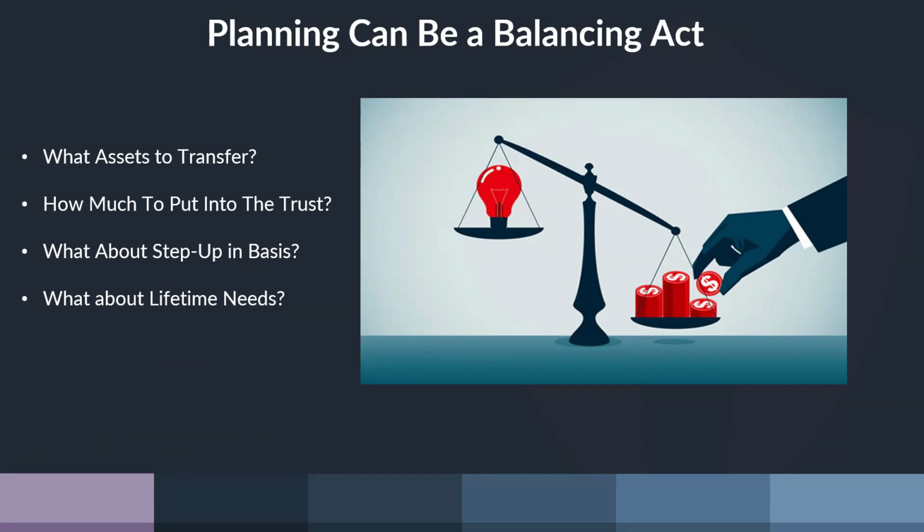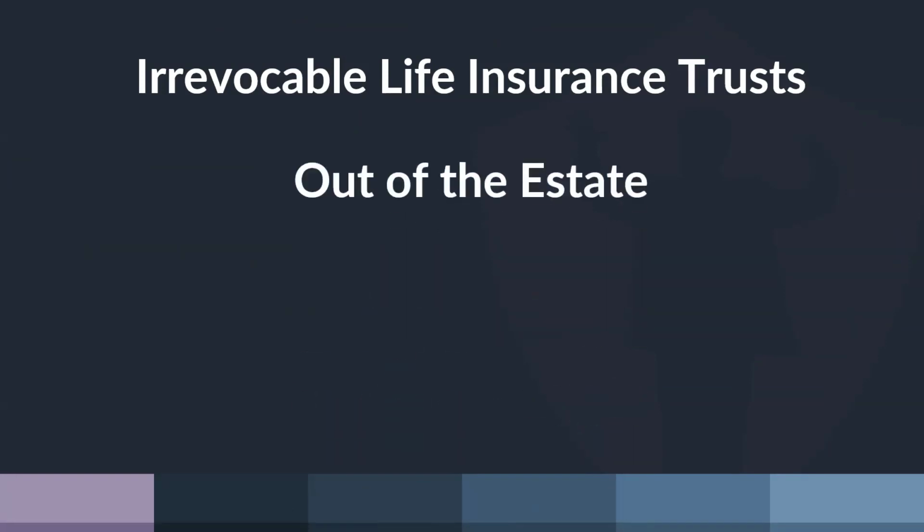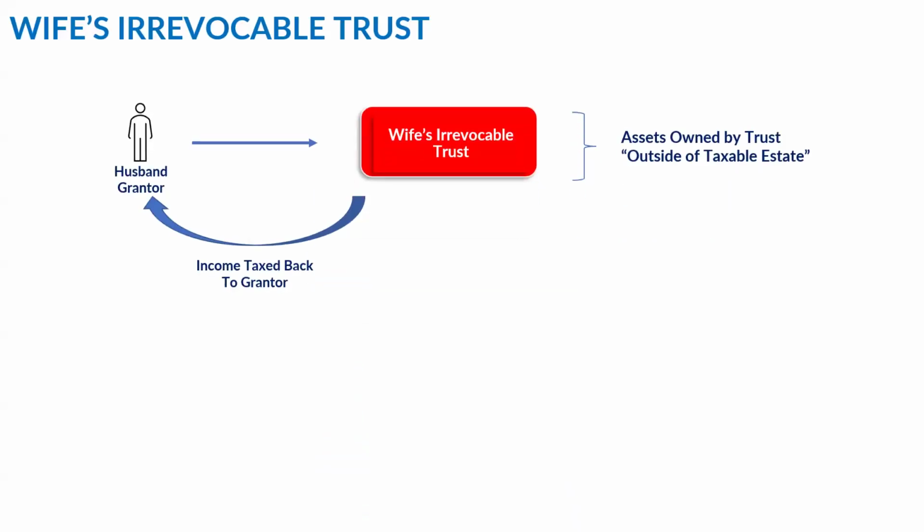So making sure we have all of this set up is the right way to do it. Now, let's start looking at how we can use an irrevocable life insurance trust and still get the assets out of the estate, but with lifetime spousal access. These are provisions that we have to make sure the trust is drafted correctly to make sure that we get this. So let's look at this.